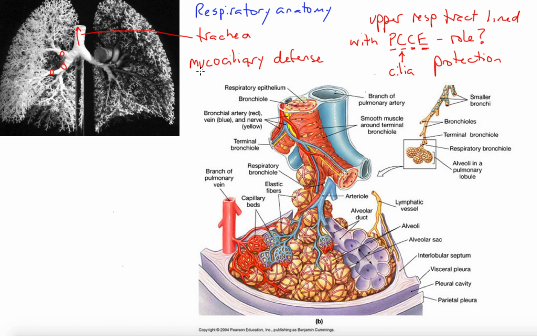Right? Muco for the mucus, and then ciliary for the cilia that are moving that mucus, and it's a defense system largely protecting the lungs from that particulate matter.